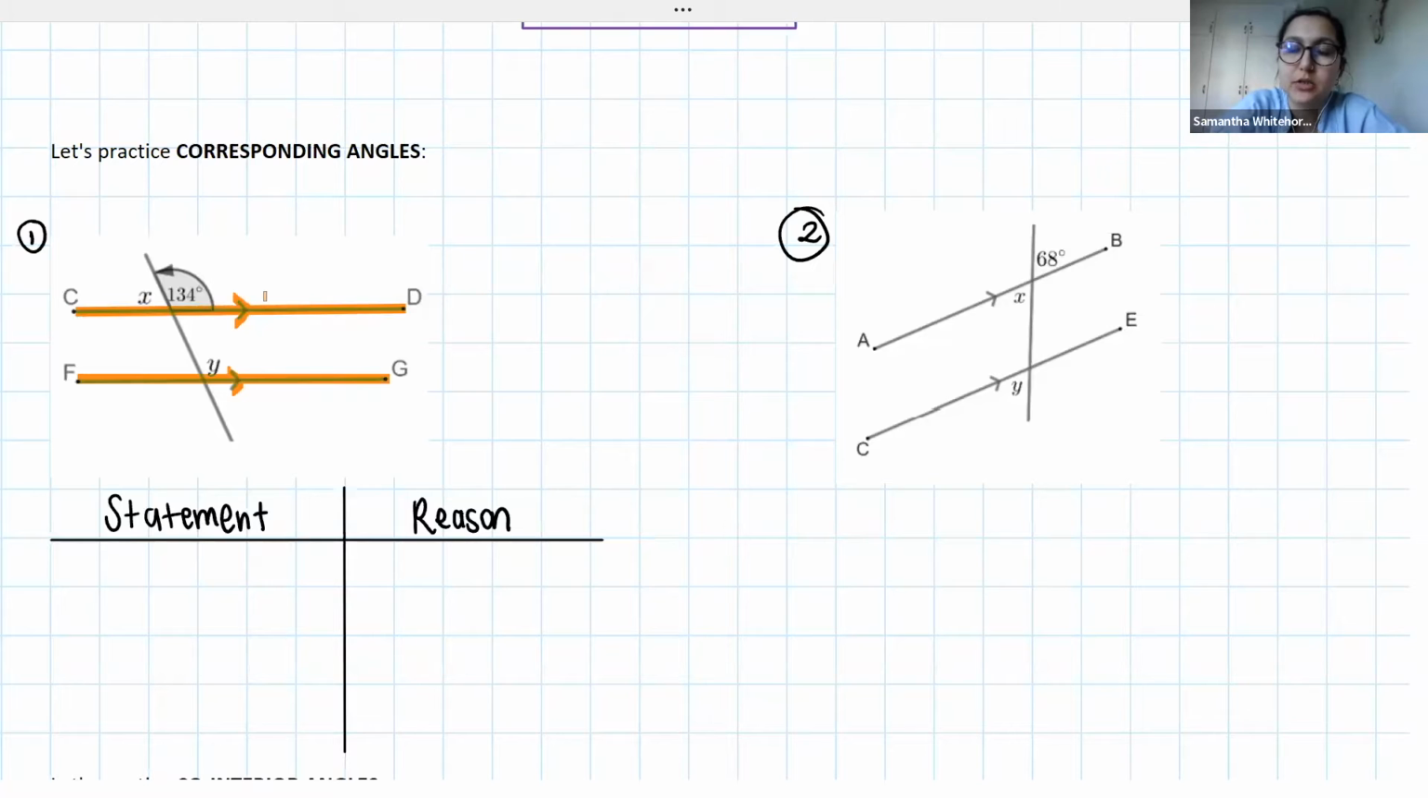Now, like I said to you last week, Wednesday, just because we are working with parallel lines doesn't mean that the other reasons that we've learned suddenly go out the window. You can use any geometric reason when answering questions as long as it does actually apply.